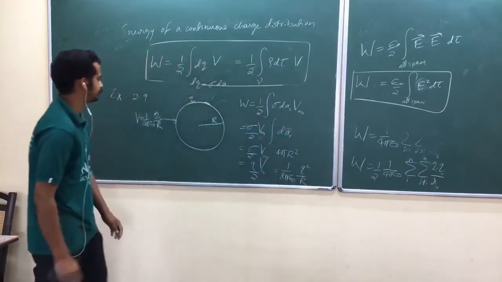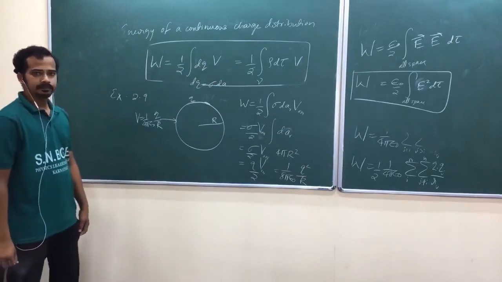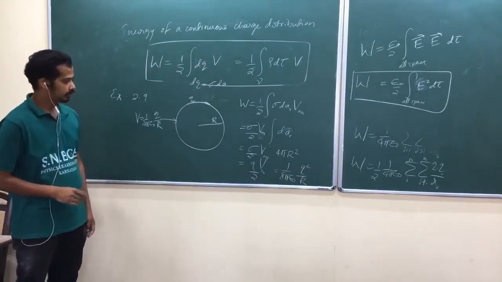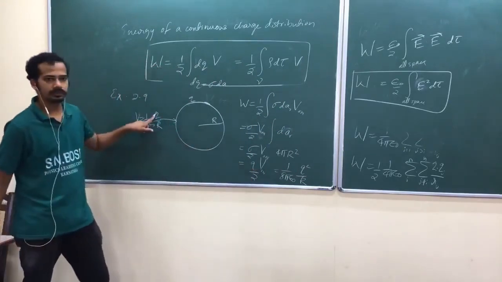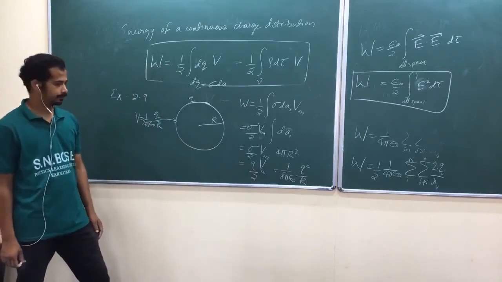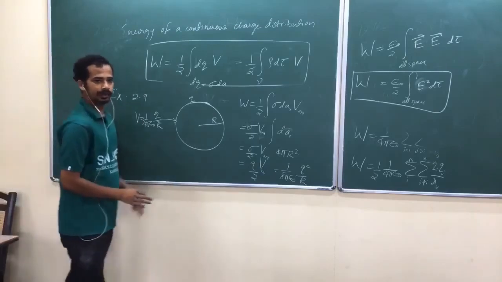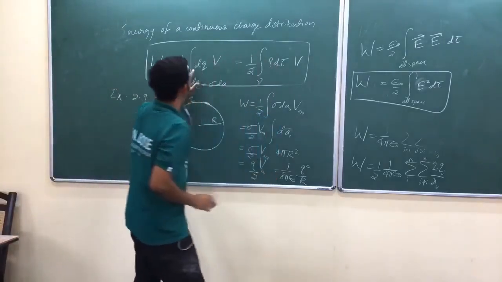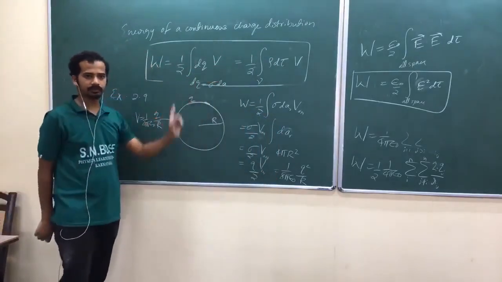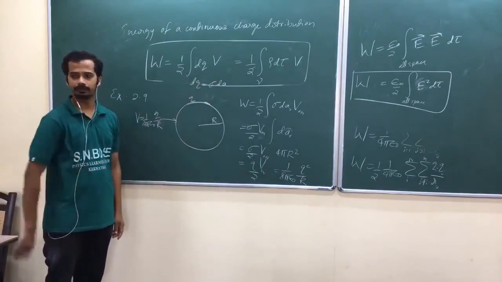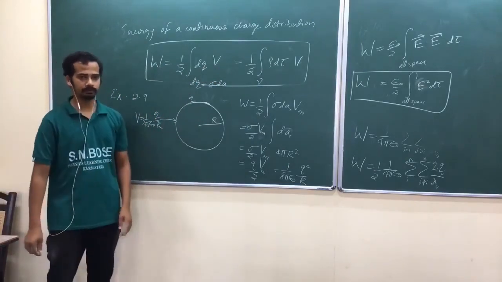Check it out. Why Q here? One more Q inside here. 1 by 2 here, 1 by 4 pi epsilon naught. So, while applying this one, we have to take the potential in the region of the charge and integrate that. That is one possibility.